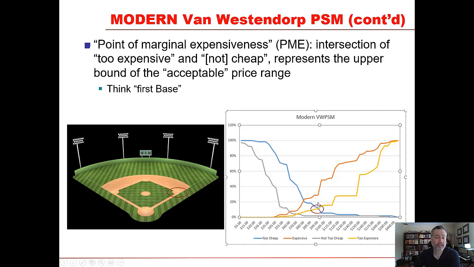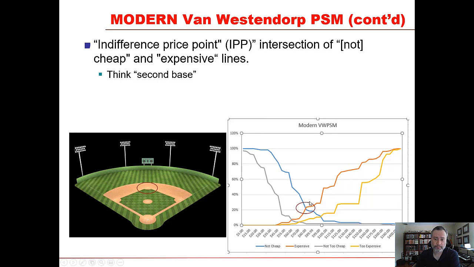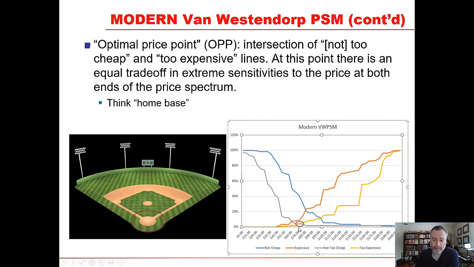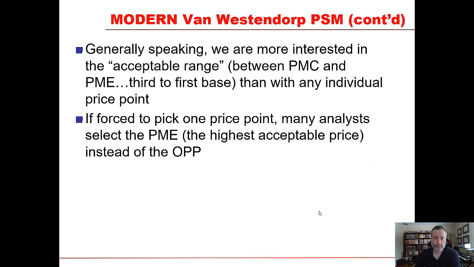This is actually the example we're going to work through in just a minute. The indifference price point is second base, and it's going to be between the PMC and the PME. And then you've got the optimal price point, home base here, and that also is going to be between the PMC and the PME. But again, really, this range is the main thing that we're trying to establish. And like I said, generally speaking, we're more interested in the acceptable range than in any individual price point.